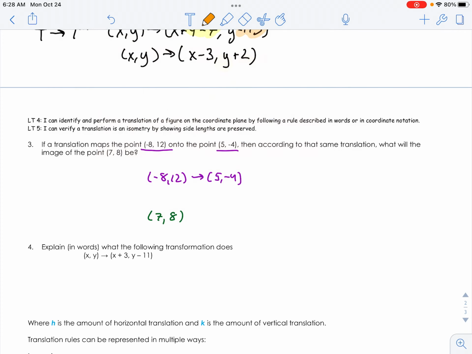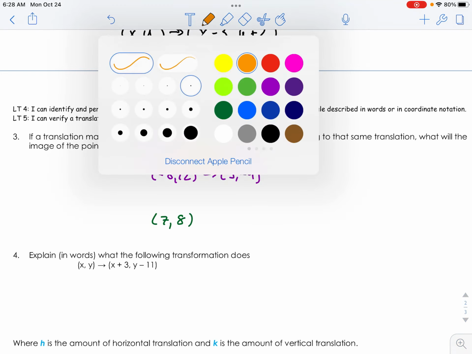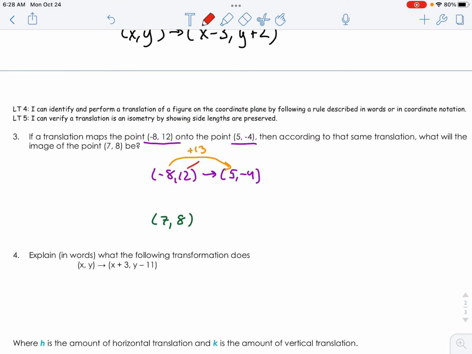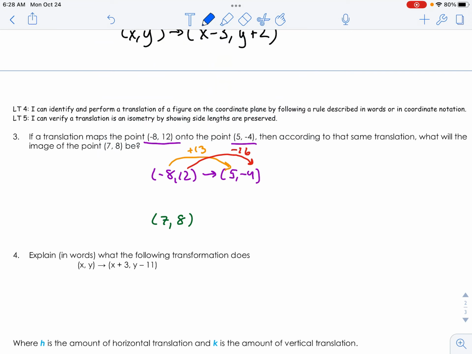All right, so you got to think, what did we do to negative 8 to get to 5? Well, we just added 13. And we could put this all in a coordinate plane, but these are more just like thinking problems, thinking through what happened, which is a good thing to do. All right, visualizing the translation that occurred. So this is the rule. We'll put it in coordinate notation just for extra practice.